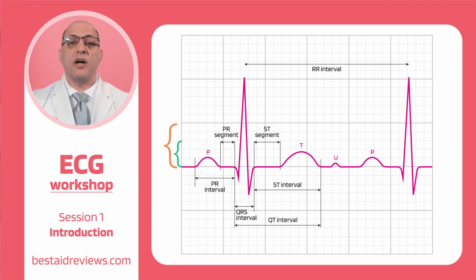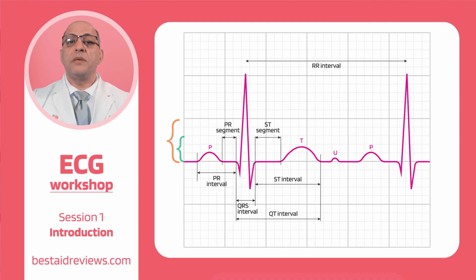So 5 small boxes will be 1 big box. So each small box is 1 millimeter and a big box is 5 millimeters. So when you look at some EKG pattern and you just see that the height of the P wave is more than half of the big box, then you can think about P pulmonale.